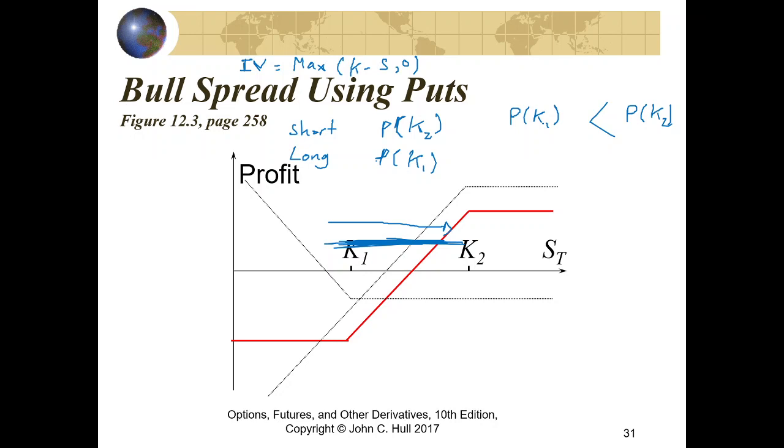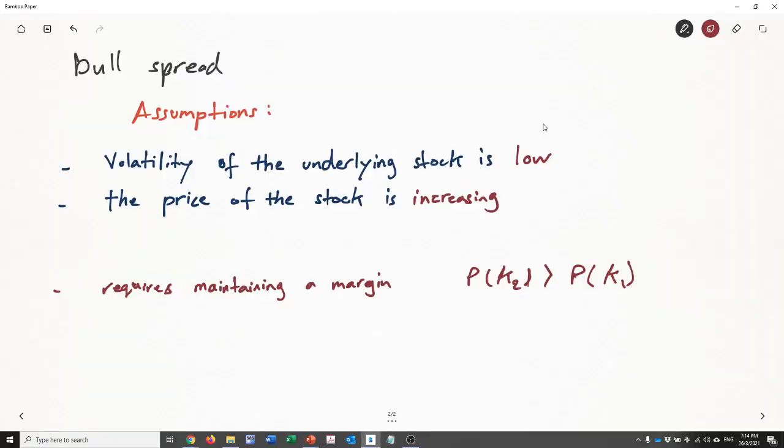Okay, now we summarize what we learned about the bull spread. In the case of bull spread using puts, also the volatility of the underlying is expected to be low and the price of the stock is increasing, and there will be a margin. The investor must maintain a margin requirement because the put option with the strike price K2 is greater than the put option with the strike price K1, because we are receiving this premium and paying this premium.